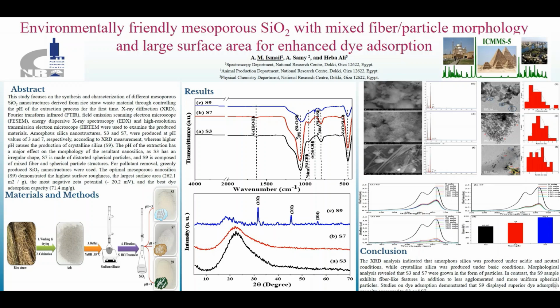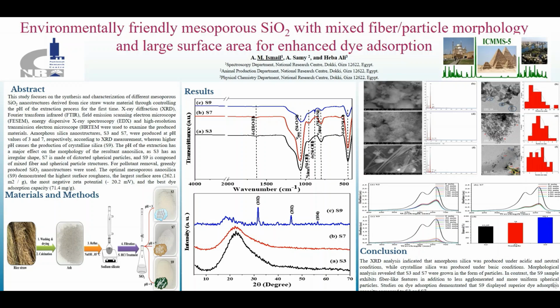Amorphous silica nanostructures were prepared at pH equal to 3 and 7, while crystalline silica is produced at the higher pH equal to 9. The pH of extraction has a major effect on the morphology of the resultant nanosilica. The silicon oxide prepared at pH 3 has an irregular shape, while that prepared at pH 7 is made of distorted spherical particles. But that prepared at pH 9 is composed of a mixed fiber and spherical particle structure.